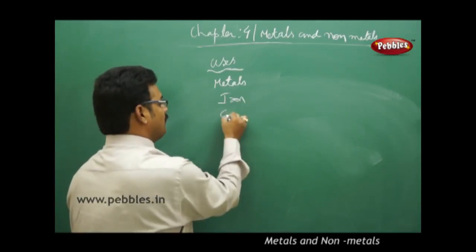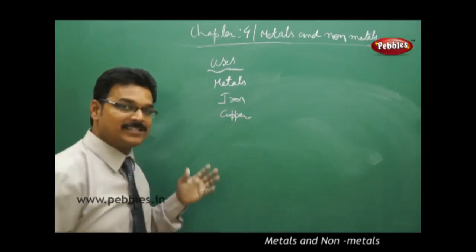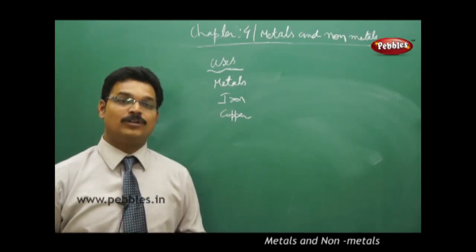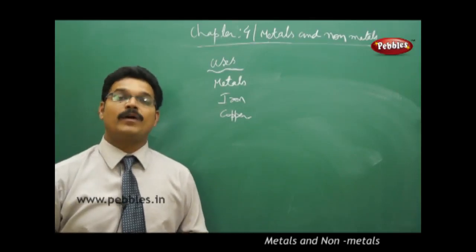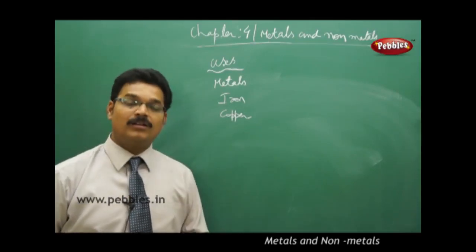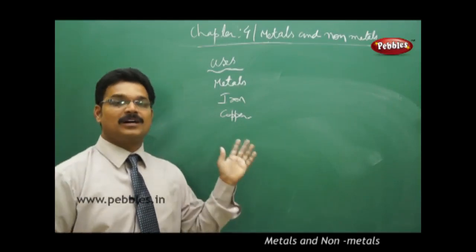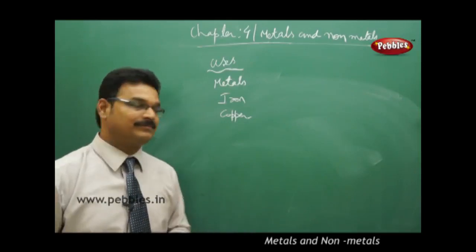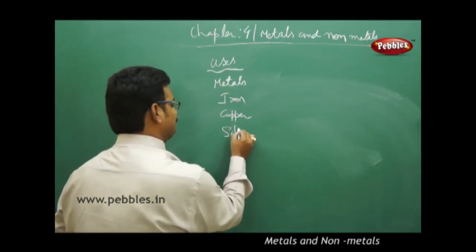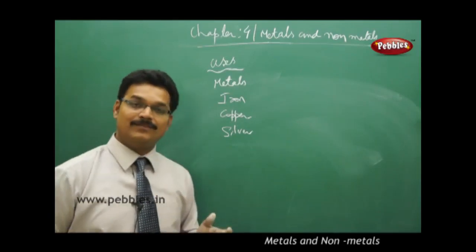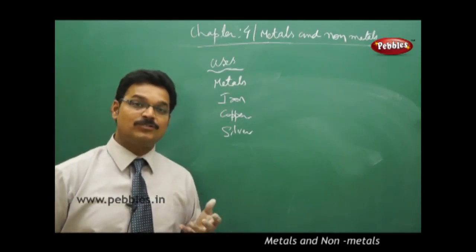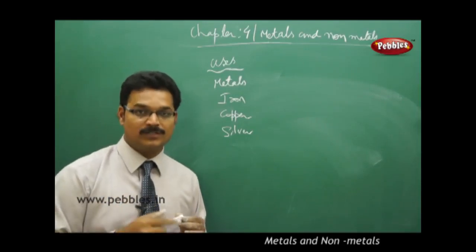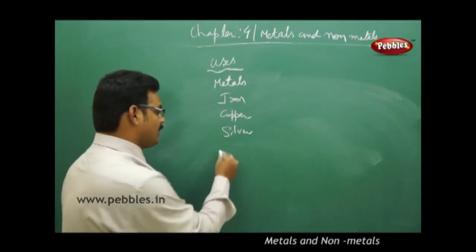Next, copper. We already discussed the uses of copper. Yes, copper is a good conductor of heat and a good conductor of electricity. So in all electrical wires we use copper. In all kitchen utensils we use copper. And copper is also used for making statues. Next, silver. Silver is used for silver foils. They are used in sweets, to wrap around the sweets. We use silver. And aluminium.